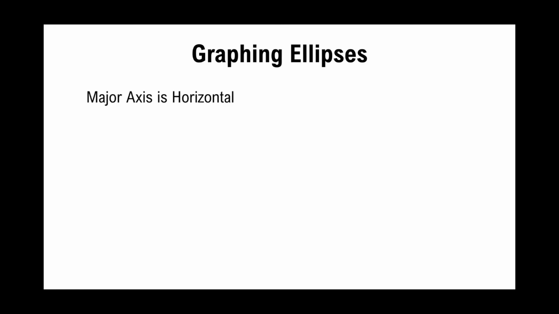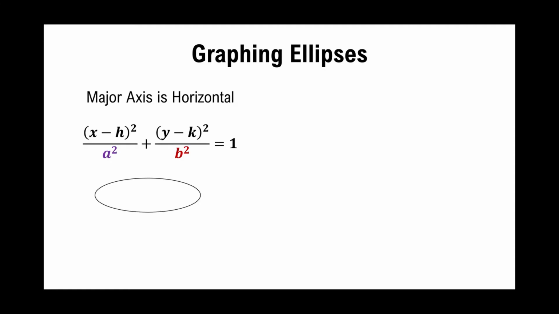All right. When we're graphing ellipses and the major axis is horizontal, which is what we just talked about in the previous slide, we're going to use this equation right here. That major axis is horizontal, so it's going to look like this on your graph. So what do I notice here? I have 2 fractions, and in my numerators, it kind of looks like the equation of a circle.